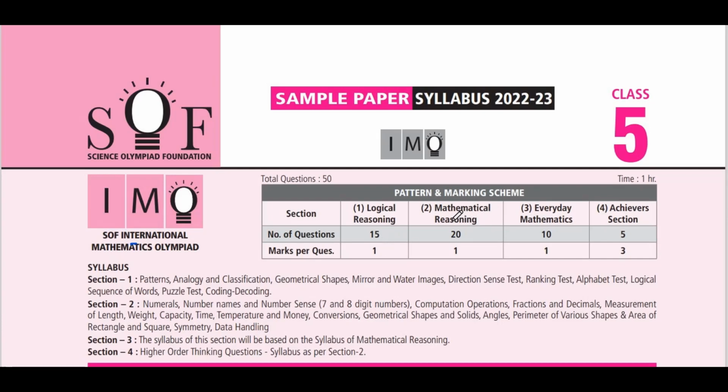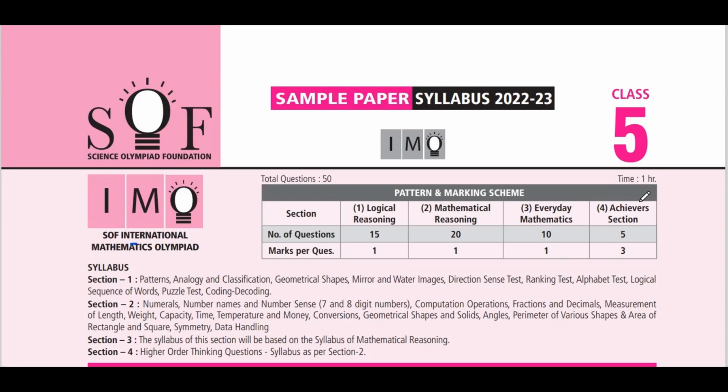And section 2 will be mathematical reasoning skills. This will be according to the syllabus given for grade 5. You'll be having 20 questions in that, and each question would carry 1 mark. Now our section 3 is everyday mathematics. Everyday mathematics is nothing but the math which you use in your everyday life, like calculating time, calculating money, calculating expenses, incomes. All these are everyday math. So we use this in our day-to-day life, right? We have 10 questions in this, and each question would carry 1 mark.